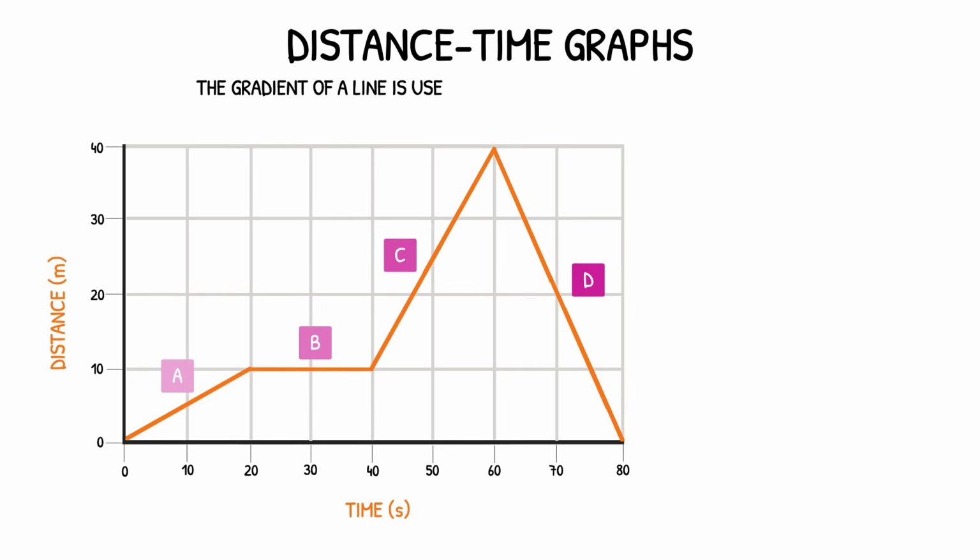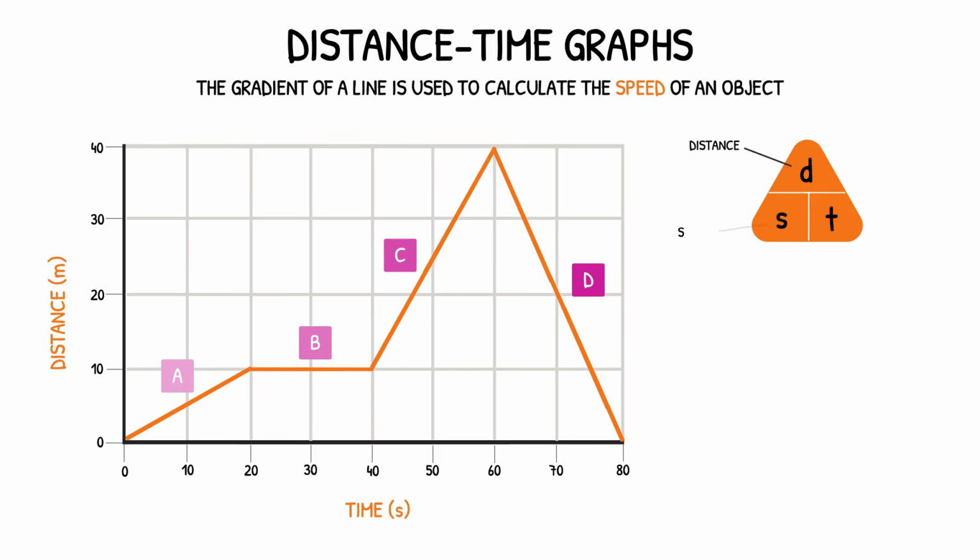We can use the gradient of a line on a distance time graph to calculate the speed of the object at different parts of its journey. To achieve this, we would use the equation linking distance, speed, and time, where speed is equal to the distance travelled divided by the time taken.